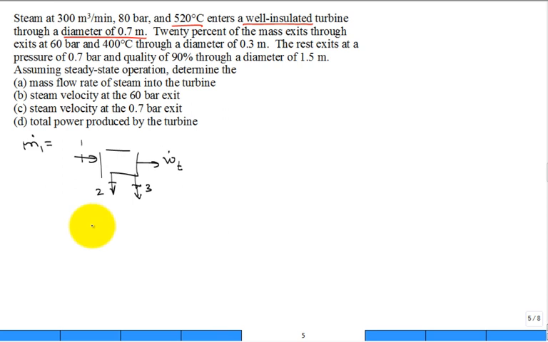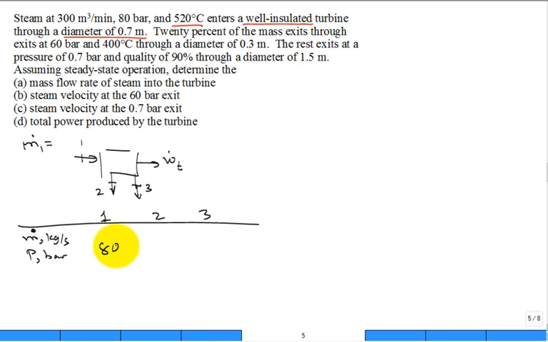Maybe I should organize the information like this. State 1, and we have the mass flow rate. And it'll be in kilograms per second, because I'm going to run out of room, and I'm going to try and be very organized. And then 2, and then 3. And about the pressure. They give it to me in units of bar. They do tell me the pressure is 80 bar. And then at exit 2, it's 60 bar, and at exit 3, it's 0.7 bar. There's not a very large pressure drop from 1 to 2, but there's a significant pressure drop from 1 all the way to 3.